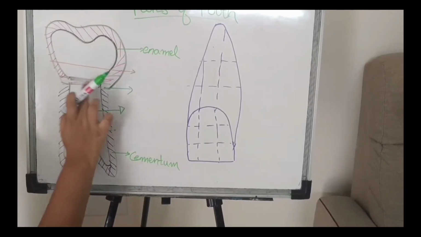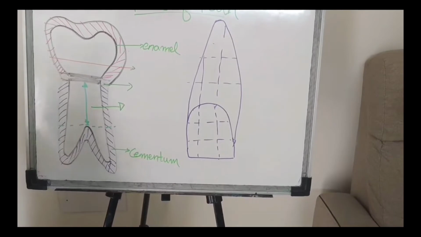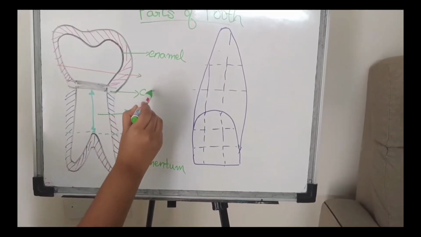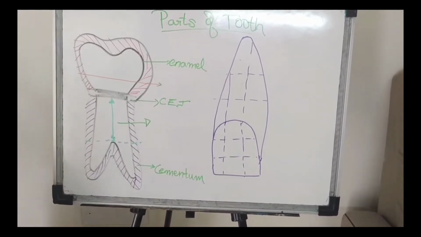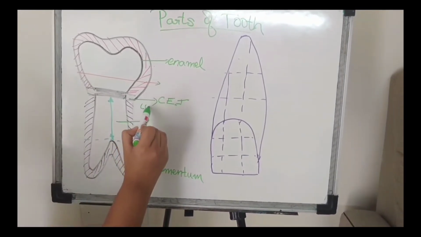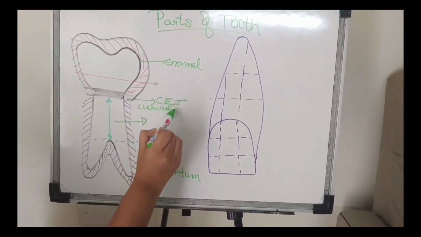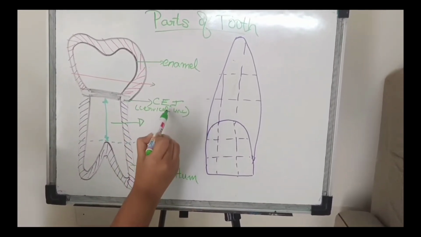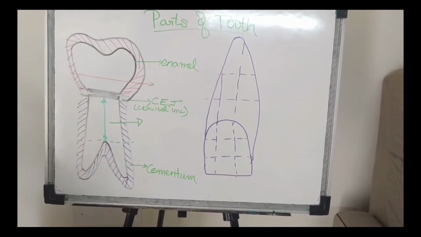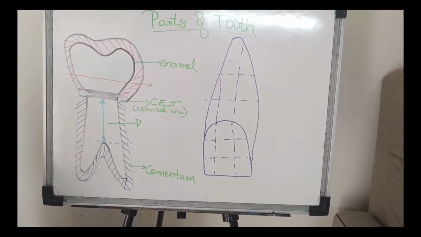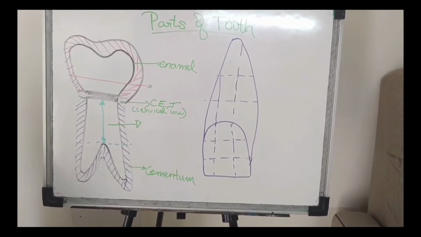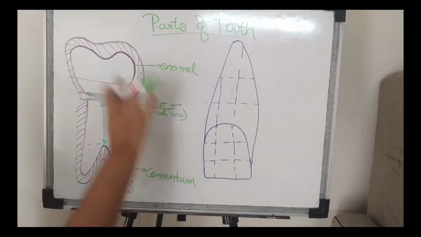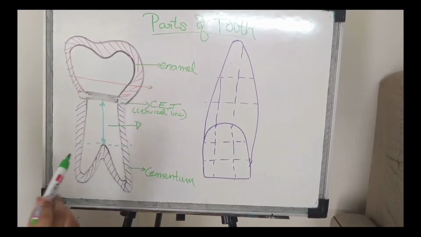And you can see the junction of this pink and purple, this black line. Yes, this horizontal one, this is called CEJ or cemento enamel junction. It also has another name, that is the cervical line. Okay, moving on. Anything above this CEJ is called the anatomical crown, and anything below it is called anatomical root.